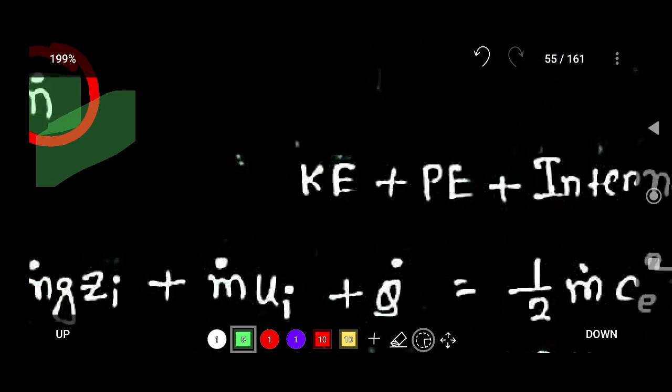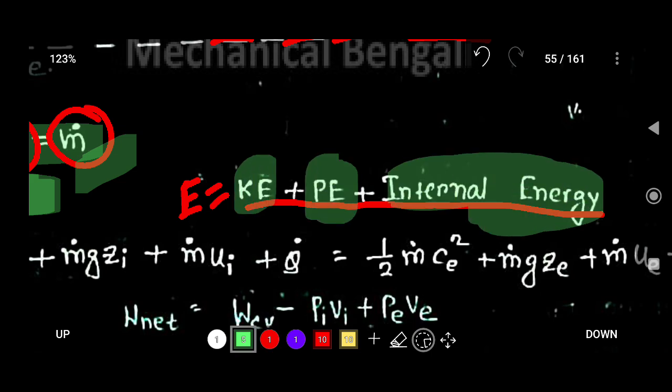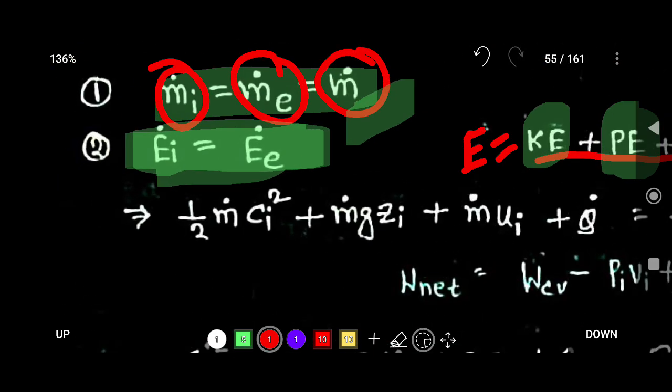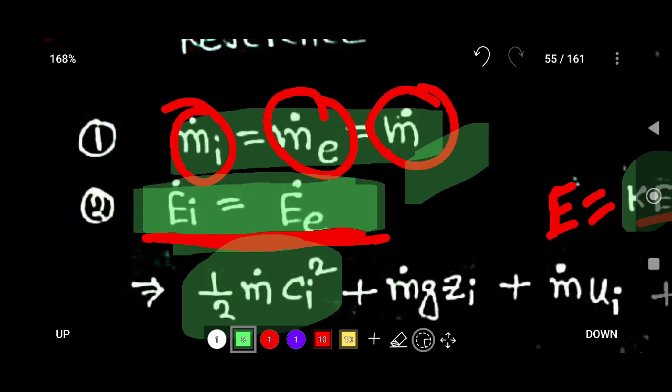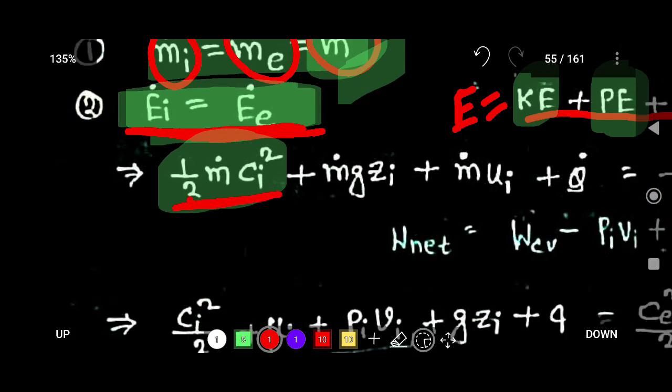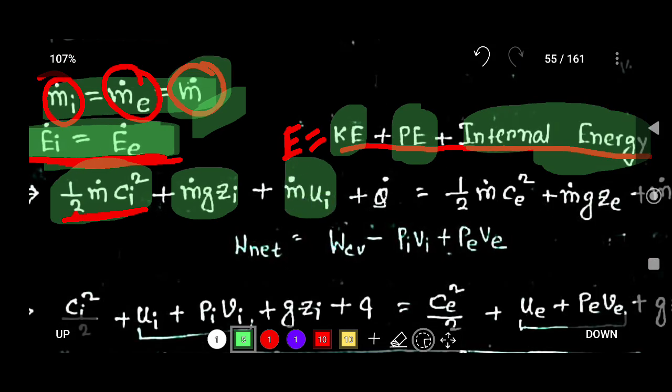Energy E is equal to kinetic energy plus potential energy plus internal energy. Since the flow is steady, the initial energy rate is equal to the exit energy rate. The kinetic energy is half m dot c_i squared, because the inlet mass flow rate m_i is m dot. The potential energy is m dot g z_i, and the internal energy is m dot u_i.